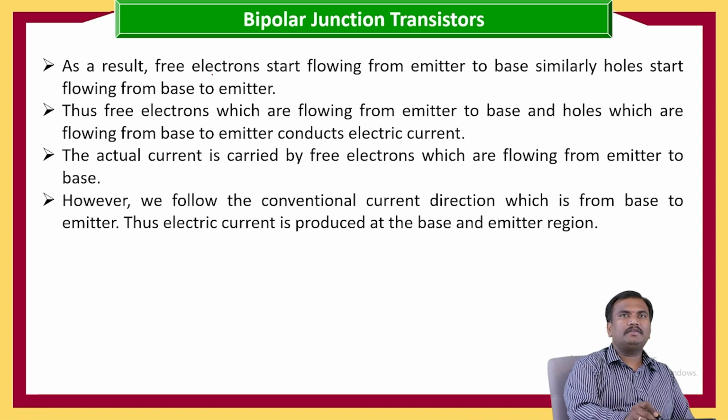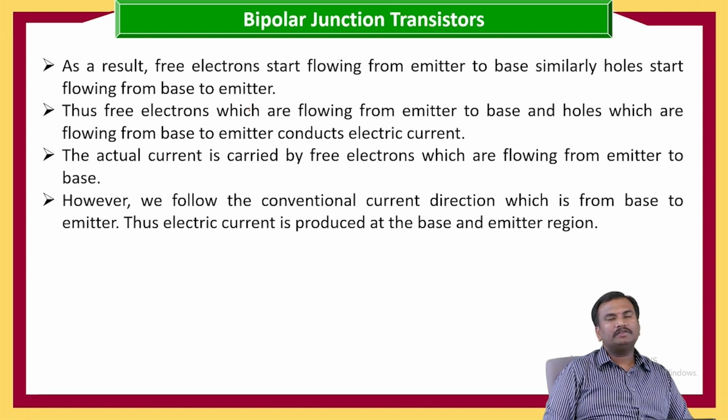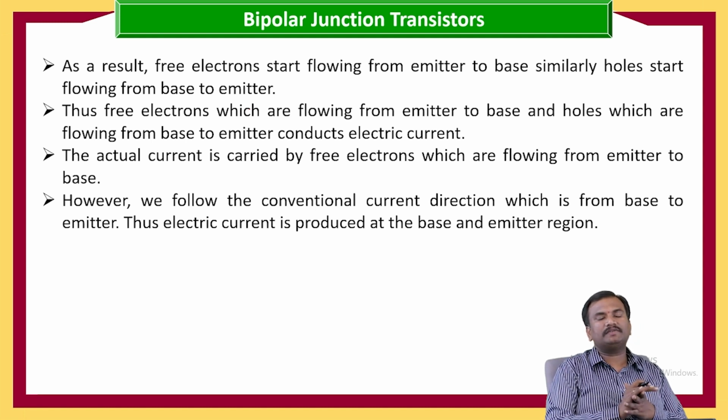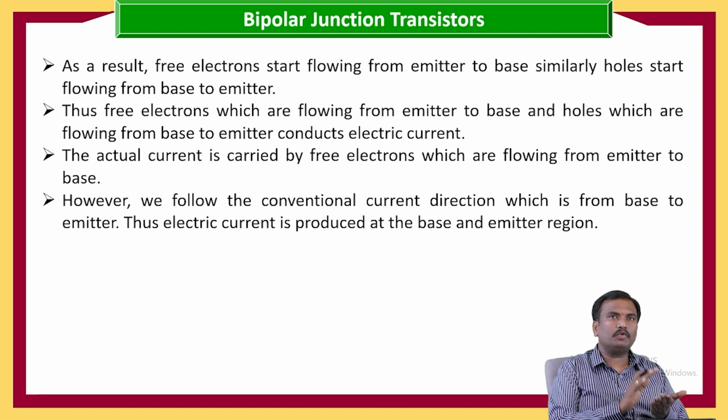As a result, free electrons start flowing from emitter to base. Similarly, holes start flowing from base to emitter. So because of this, free electrons move from emitter to base, and in a similar way, holes move from base to emitter.